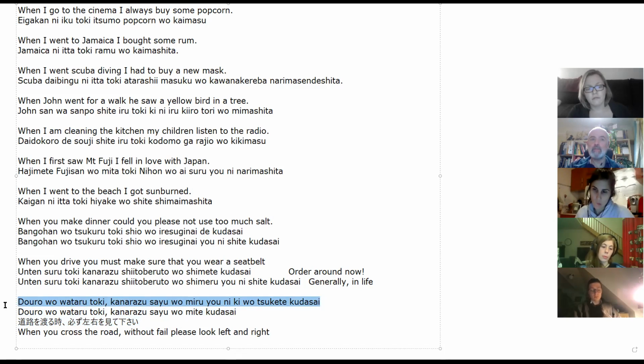You'd say, miru yo ni ki o tsuke kudasai. Please be careful to look left and right in future, generally, whenever you cross the road.